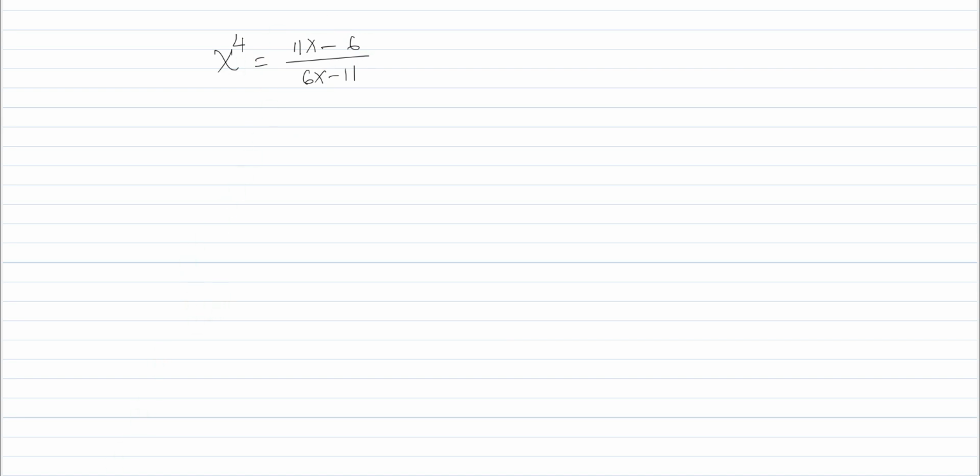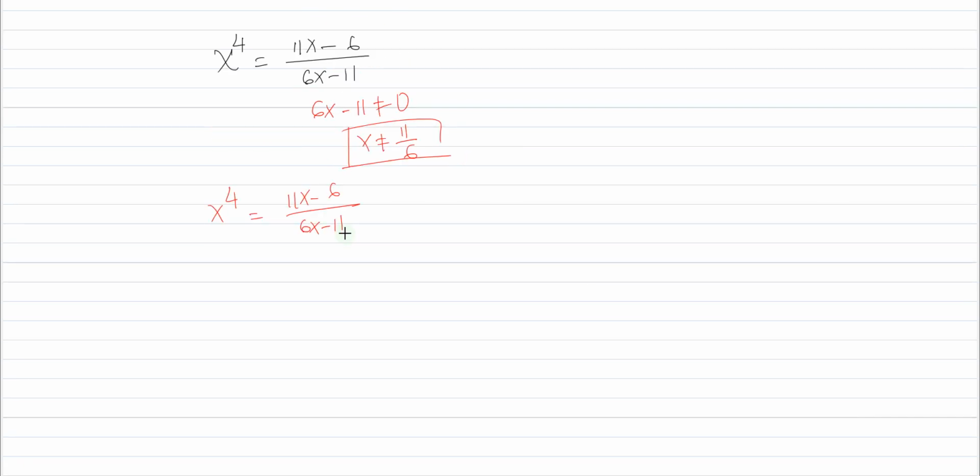First of all, because of this denominator, 6x minus 11 has to be different from 0, so it means that x is going to be different from 11 divided by 6. Given that, now we can solve our equation. So we have x to the 4 equals (11x minus 6) divided by (6x minus 11).